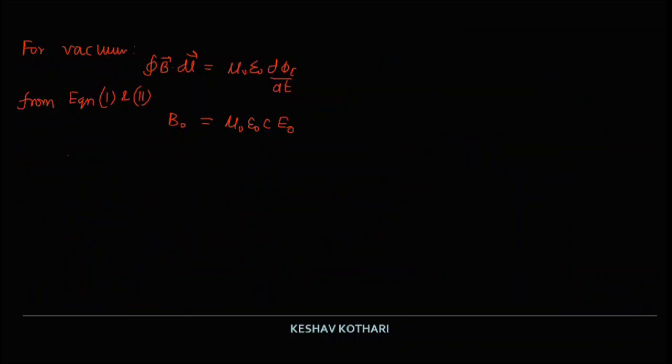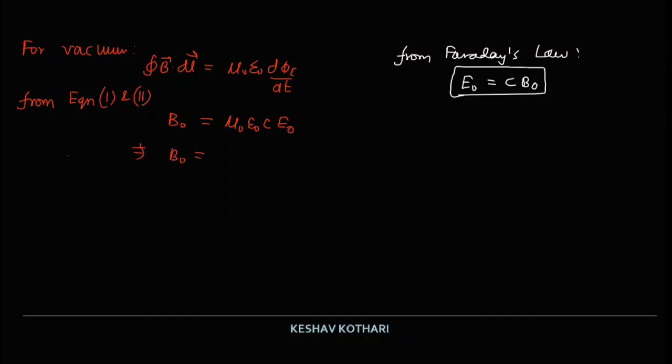Now from Faraday's law, we have already attained E naught is equal to C B naught. So if we put this value of E naught equal to C B naught in this particular expression, it will become C square into B naught. So B naught will cancel out, and from here we get that the speed of electromagnetic wave is equal to C, which is equal to 1 by root over mu naught epsilon naught.